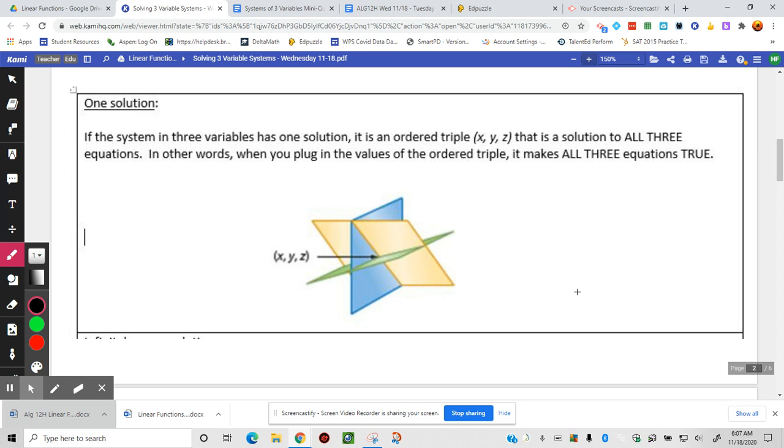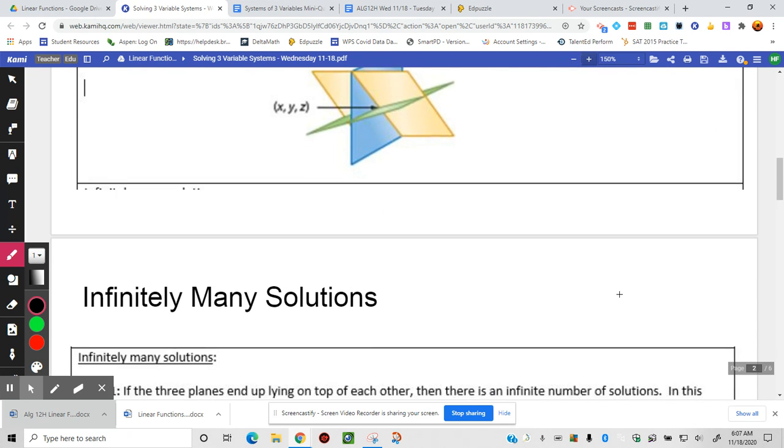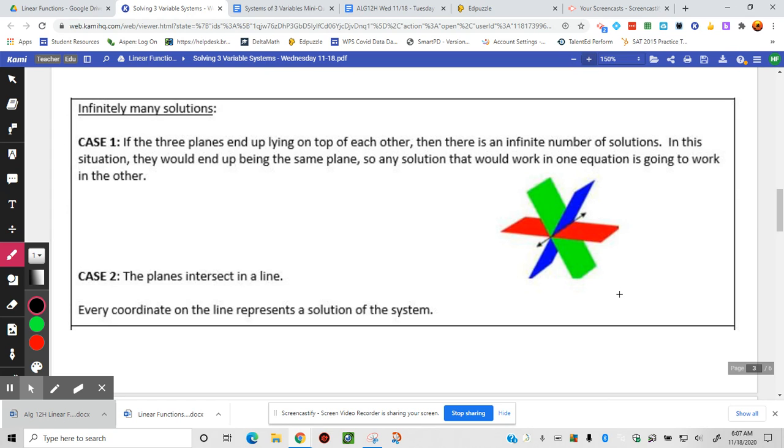Right. There are some other possibilities when you're dealing with three variables, though. There is a case when you could have infinitely many solutions. So two different cases. One was that you have three planes that are lying on top of each other because basically they're the same exact plane. All of their solutions would be the same. The other case is that you have three planes that intersect in a line. They would also have infinitely many solutions because they would meet along that line and every point there would be true. All right, so think to yourself, could there ever be a time when there's no solution?